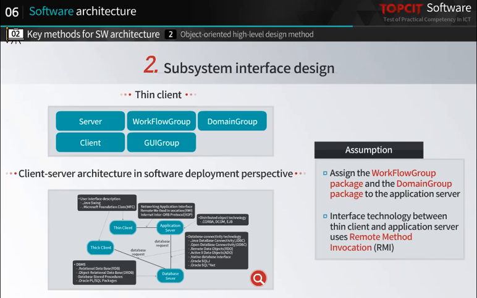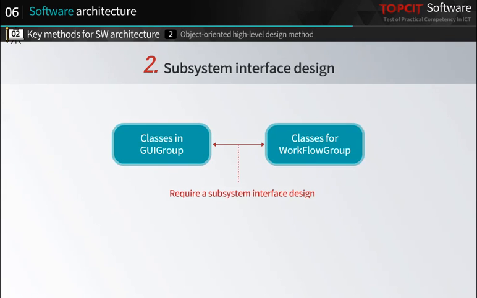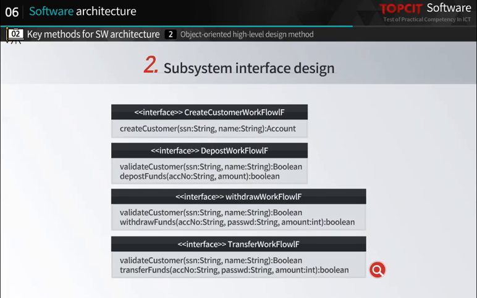It is also assumed that the interface technology between thin client and application server uses remote method invocation, RMI, provided by Java. Then, this will require a subsystem interface design to use remote method calls between classes belonging to GUI group and classes belonging to workflow group. The figure on the screen defines the interfaces that classes belonging to workflow group provide to the classes belonging to the client subsystem.